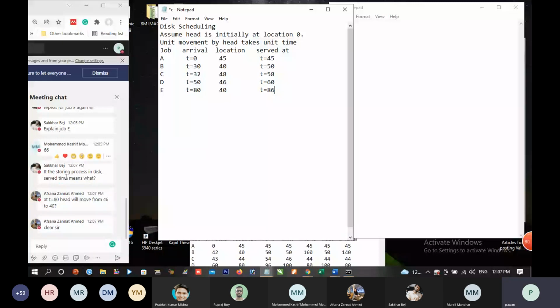Because on the disk we do storing, you are fully correct. We want to store some variable at location 45. So we are moving from 0 to 45 in 45 unit time, assuming that storage does not take any time. Is it correct? Yes. Tell me your doubt now. Any doubt now?